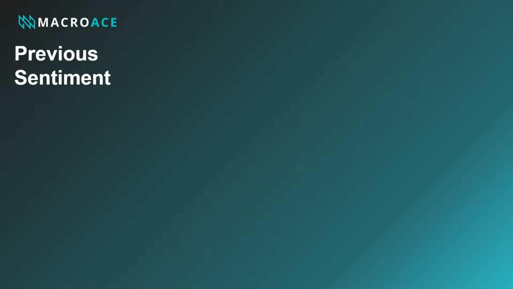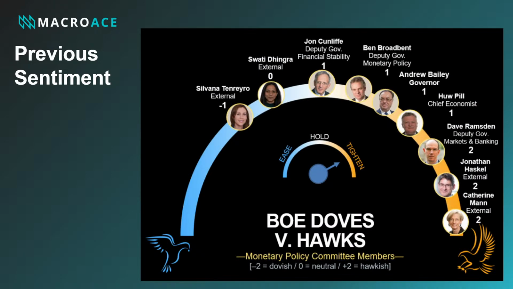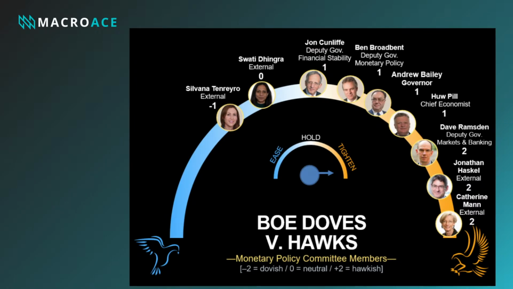So the previous sentiment then from the Bank of England members of what we had seen in the last, prior to the last rate decision. So you can see here that Tenreyro and Dhingra are the most dovish members out of everyone else, Tenreyro being the leading member of the dovish side. And then what I want to show you is the flip, or not a flip, but a need to tighten more.